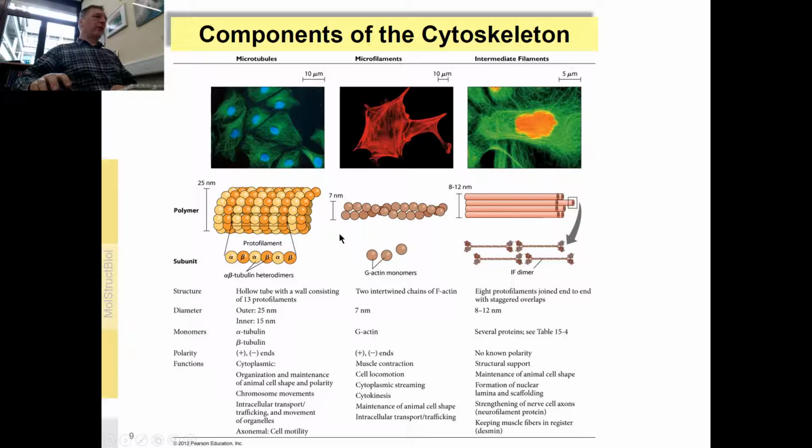In the case of the microfilaments, these are actin fibers. So it's called F-actin, chains of filamentous actin, and these are made from globular actin monomers, G-actin. So there's something of an equilibrium between G-actin and F-actin. And at the end, we have something like the intermediate filaments.